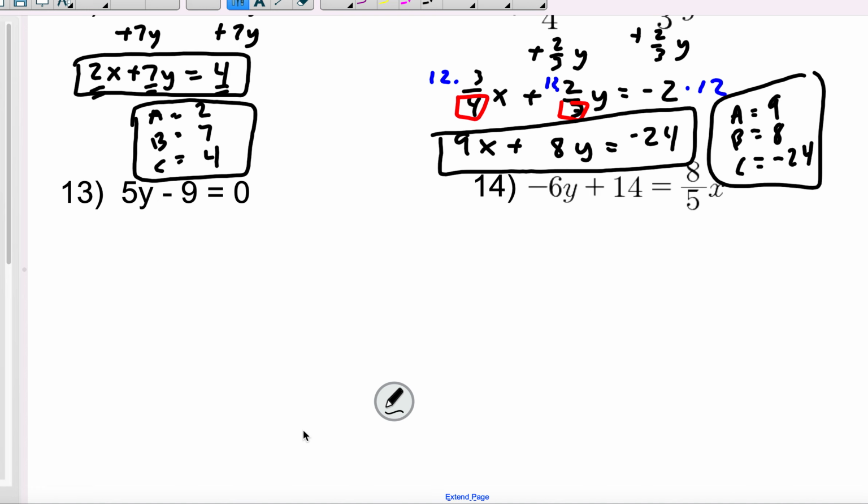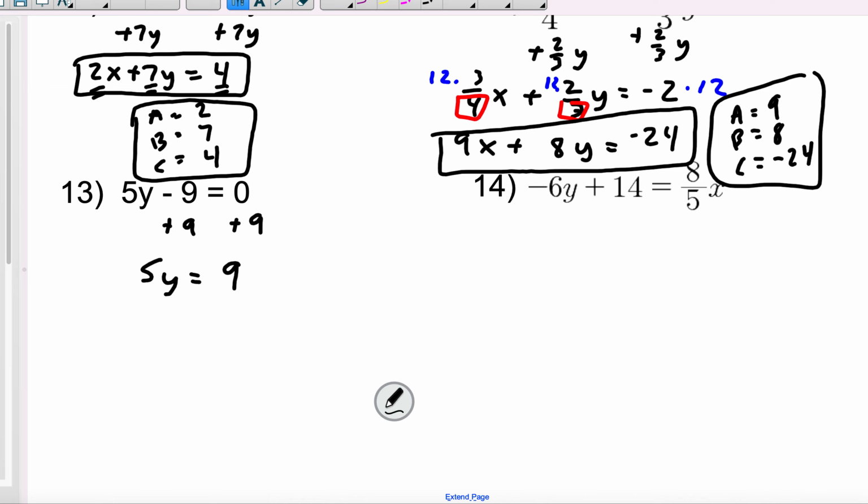So our next one here is 5y + 9 = 5y - 9 = 0. Let's bring our x and y terms on the same side. There isn't an x term in there, so I'm just going to bring my constant over to the other side, and I get 5y = 9.